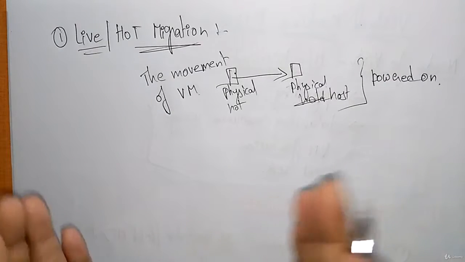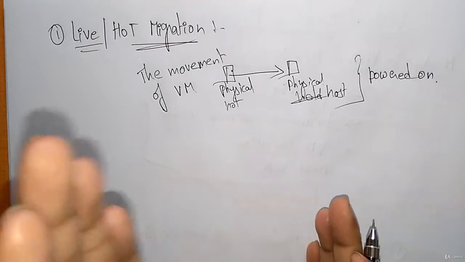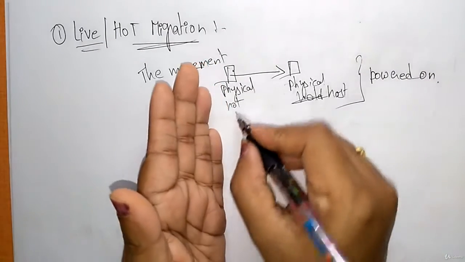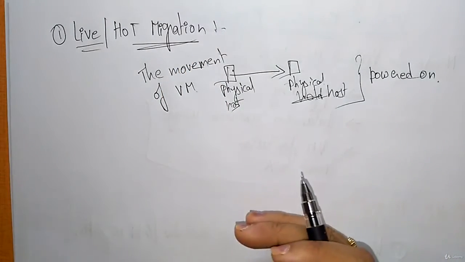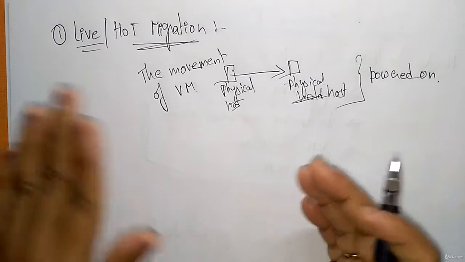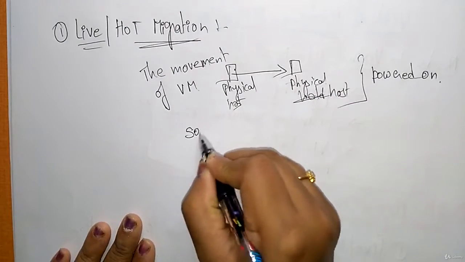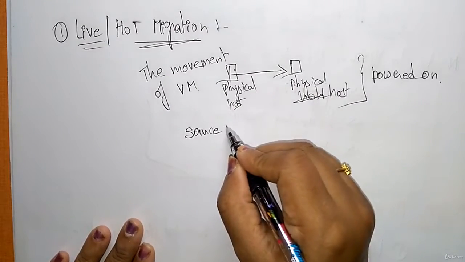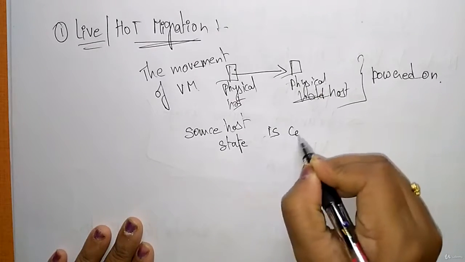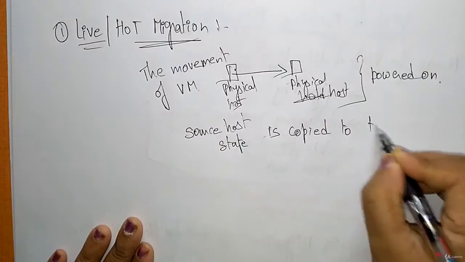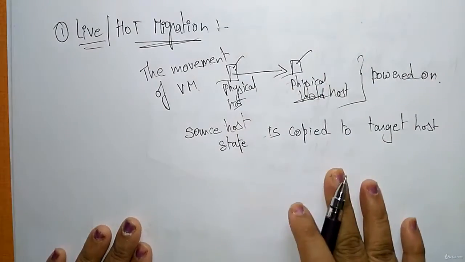Migration is nothing but a movement. So here in live or hot migration, the movement of virtual machines from one physical host to another physical host will be done only on power on. The virtual machine state is copied to the target host. So the source host state is copied to the target host. From here this will be copied to here.